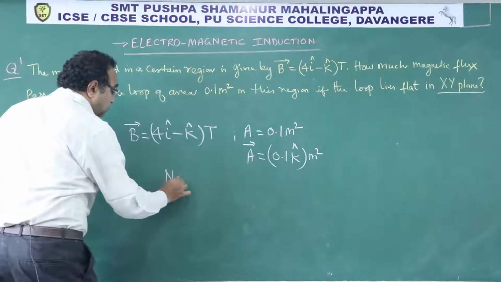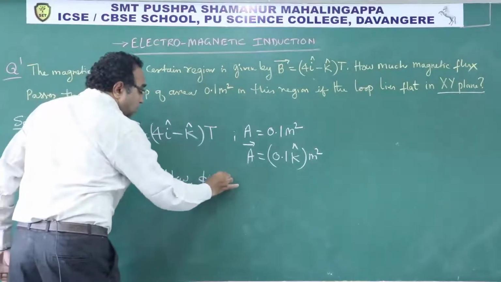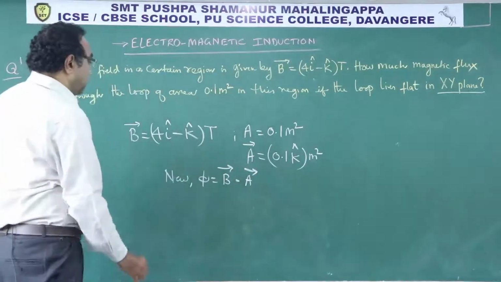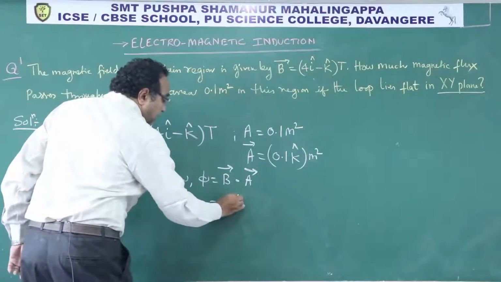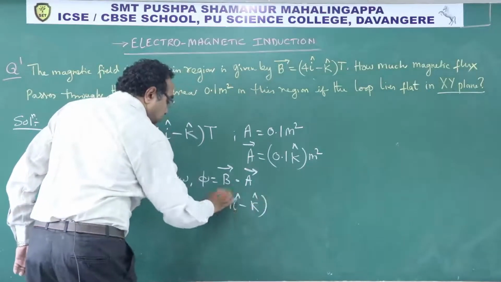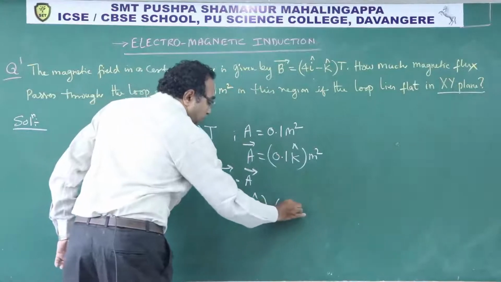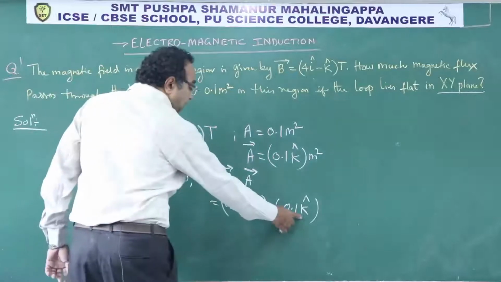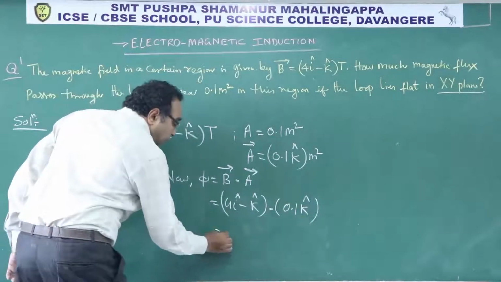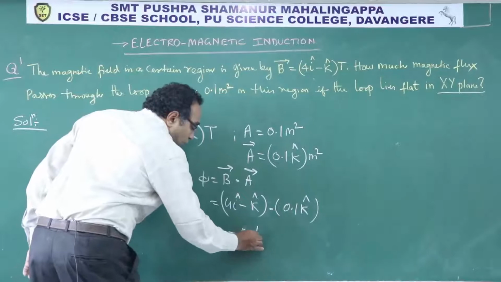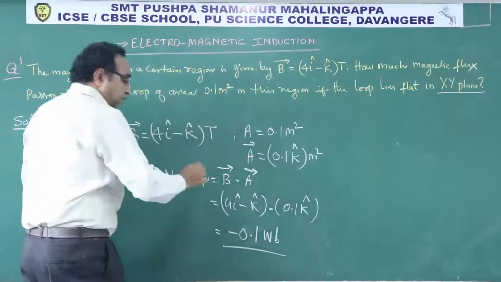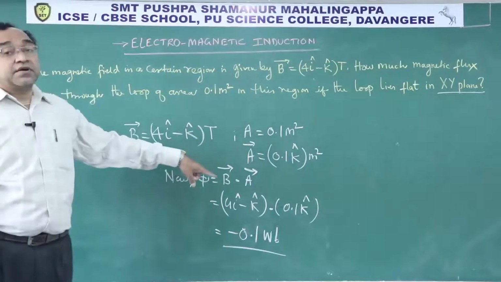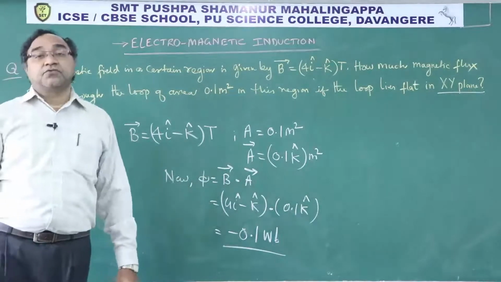Now, flux is the dot product of B with A. So B is 4i minus k, dot 0.1 k. Take the dot product. i dot k is 0, k dot k is 1. So this is minus 0.1. This is exactly how we can use the concept of the vector dot product to evaluate such questions.